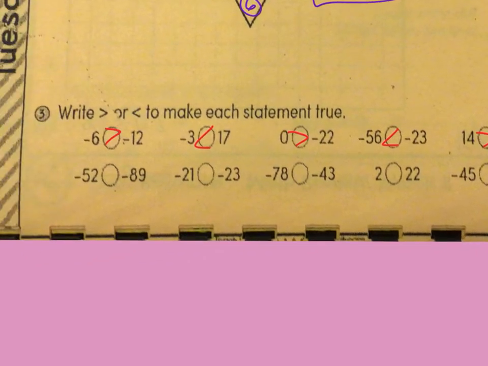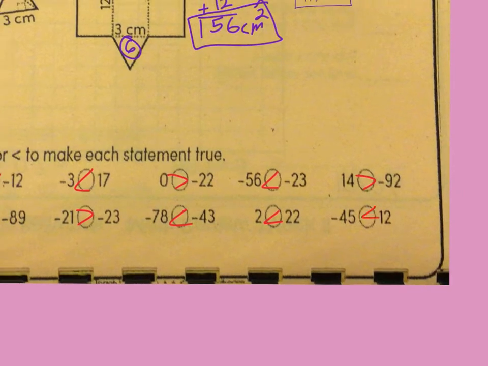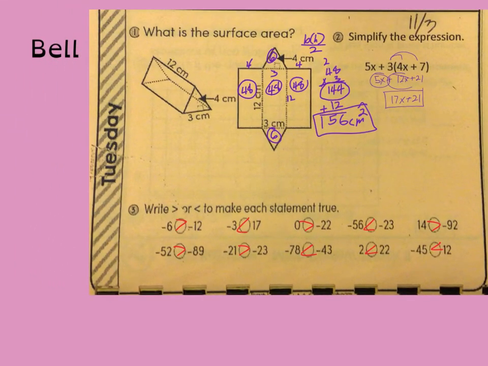Negative 52 is bigger than negative 89. Negative 21 is bigger than negative 23. Negative 43 is bigger. 22 is bigger than 20, or 2 is bigger than 22, and 12 is bigger than negative 45. So working through this is a little bit quick, but we will start talking about integers at the end of this week, actually on Thursday. So tomorrow. Anyway, that's kind of where we're going, and hopefully this bell work made sense to you.